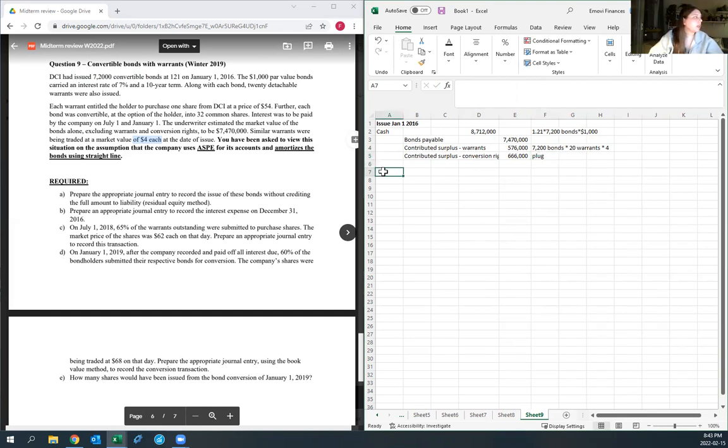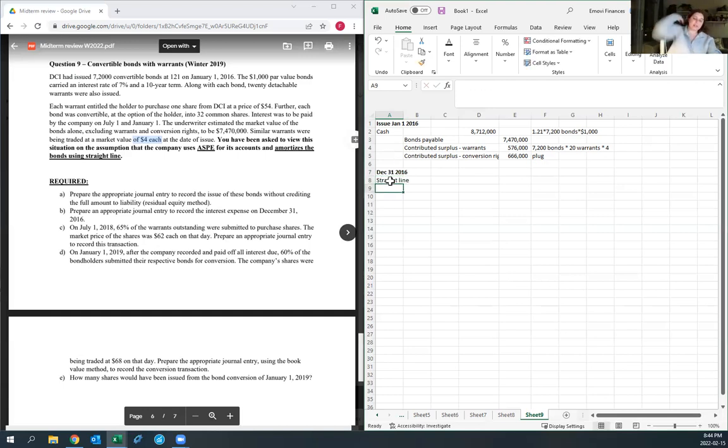Then they ask us to prepare an appropriate journal entry to record the interest expense on December 31st, 2016. So that means that there has been 2 payments that have been done, right? The one on... no, there's only been one, and you want to accrue for the one on July 1st, 2017. The company used ASPE, and they use the straight line method to amortize their bonds. So that means that it's the same amount at each period.